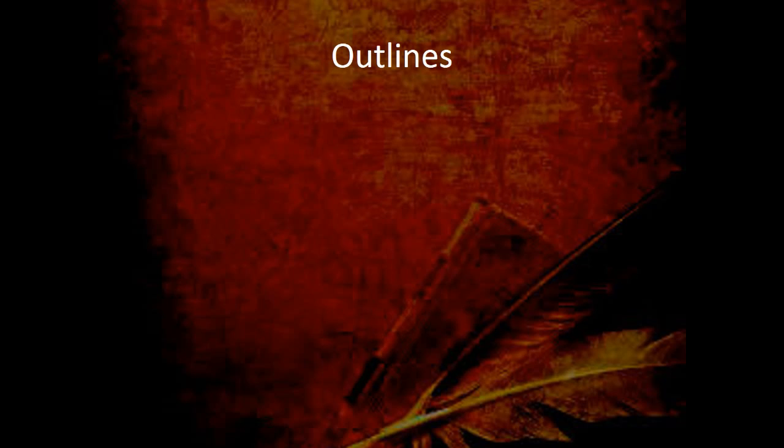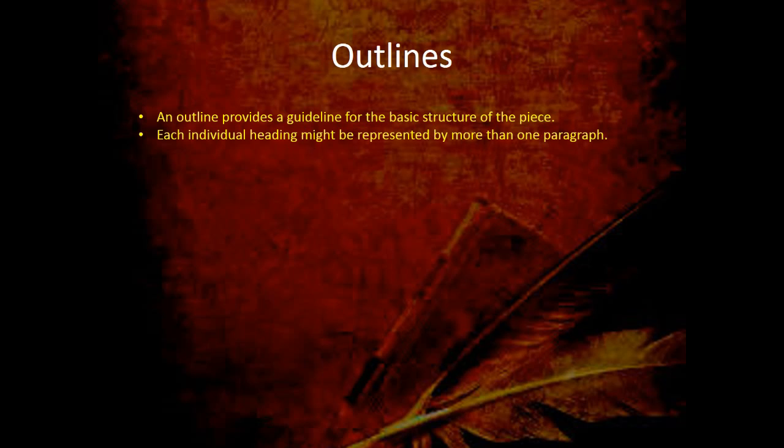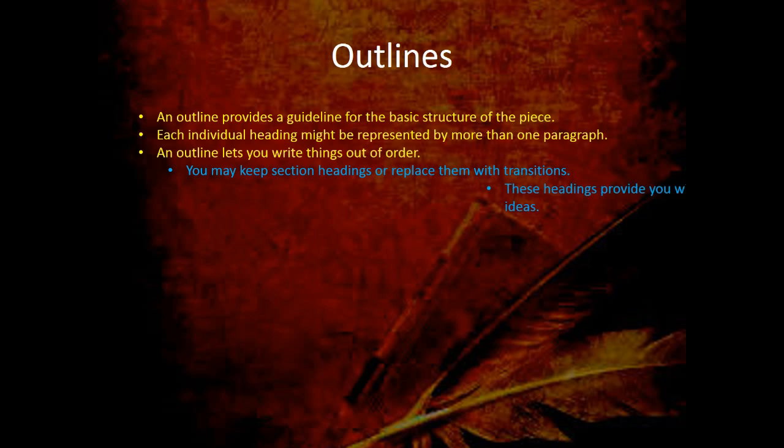So I'd just like to reiterate some of that with bullet points. An outline provides a basic guideline for the structure of the piece. Each individual heading might be represented by more than one paragraph. An outline lets you write things out of order. Put the sections of your outline down on the page. You may later keep section headings or replace them with transitions. These headings provide you with convenient places to jump to as you get ideas.